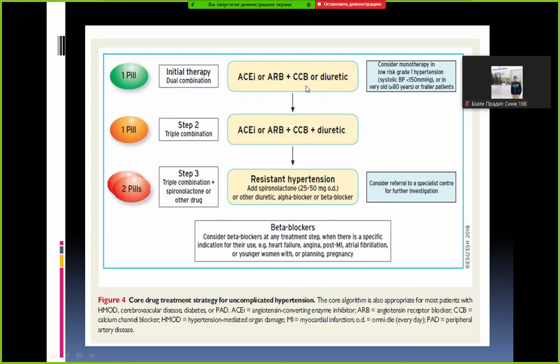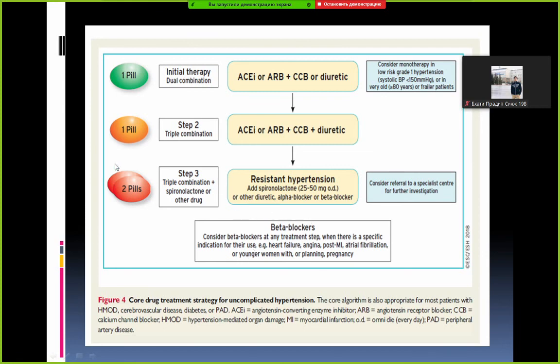But if patient has moderate and high risk and grade 2 or grade 3 of arterial hypertension, we will start our therapy from dual combination of angiotensin converting enzyme blocker with calcium channel blocker or with diuretic. If this therapy is not successful for this patient, we will suggest triple combination, all three drugs, and so on. And beta blockers.